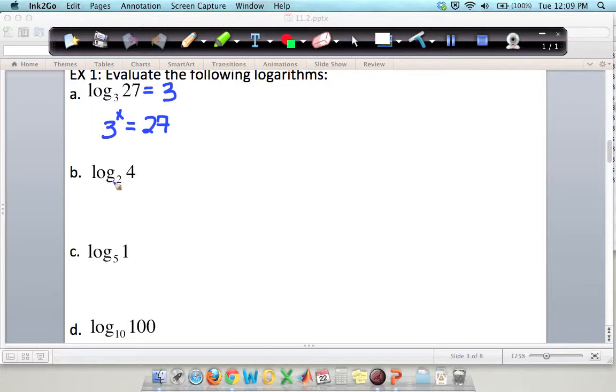Let's do the same thing with b. This is saying log base 2 of 4 is asking 2 raised to what power is 4? And that would be 2. 2 squared is 4.